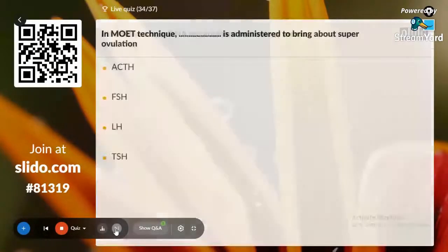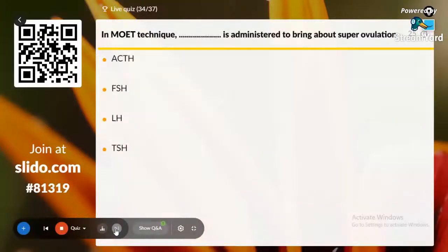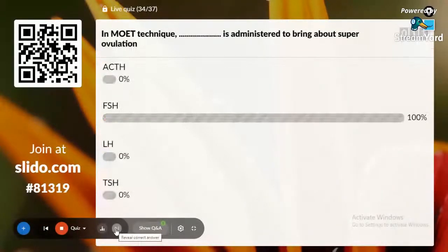Simple question again. I want 100% of your answers with the same option. In multiple ovulation and embryo transfer technology, dash is administered to bring about super ovulation, in place of producing one or two ovum, to produce 6 to 8 ovum. Name the hormone that is used to bring about the growth of follicle. Yes, very good. It is FSH, the follicle stimulating hormone.